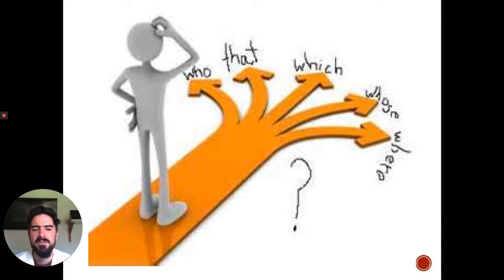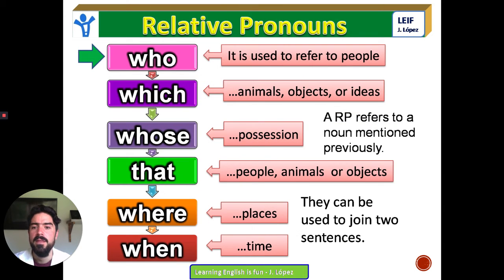Now let's see, we have these words: who, that, which, whose, where. What are those? These are relative pronouns, okay? So we have these ones: who, which, whose, that, where, or when. And each one of these words is used to refer to something different, okay?